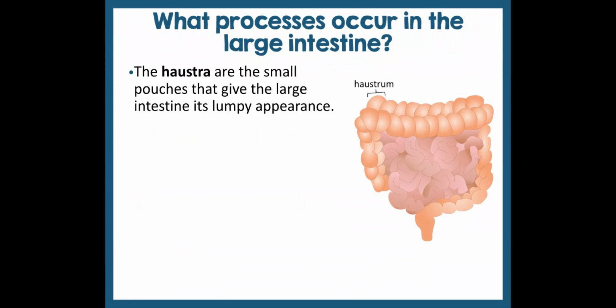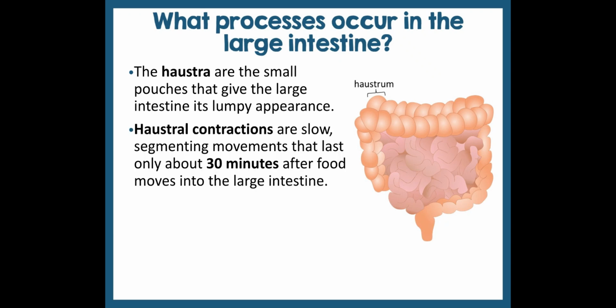Now, as far as the actual digestive process that's happening within the large intestine, you need to know about the haustra. So, the haustra are the small pouches that give the large intestine its lumpy appearance. And haustral contractions are slow, segmenting movements that last only about 30 minutes after food moves into the large intestine.